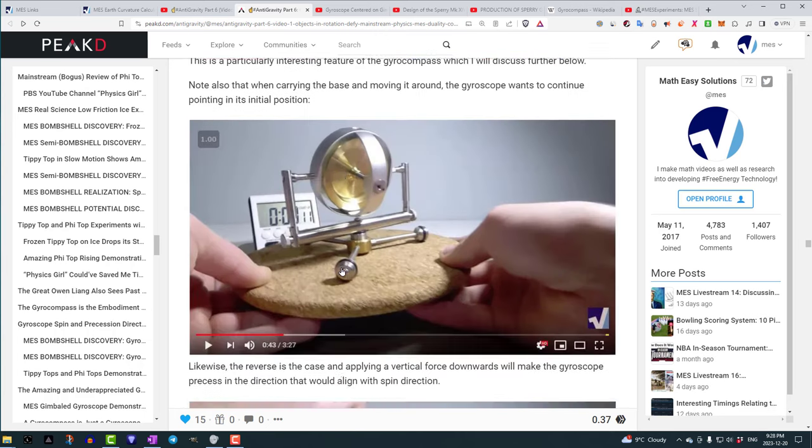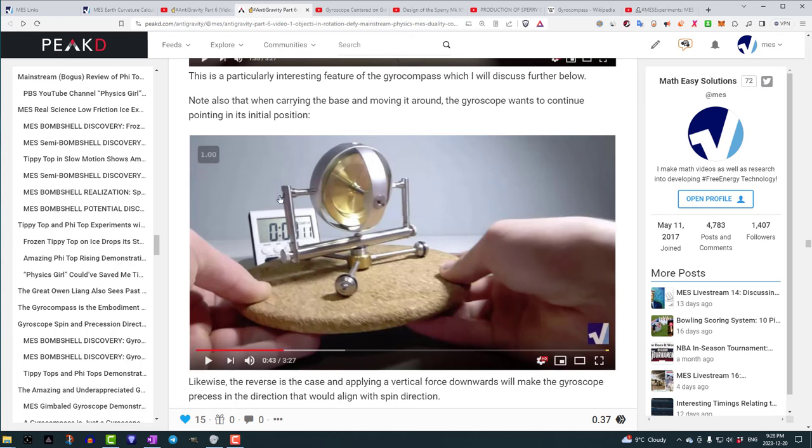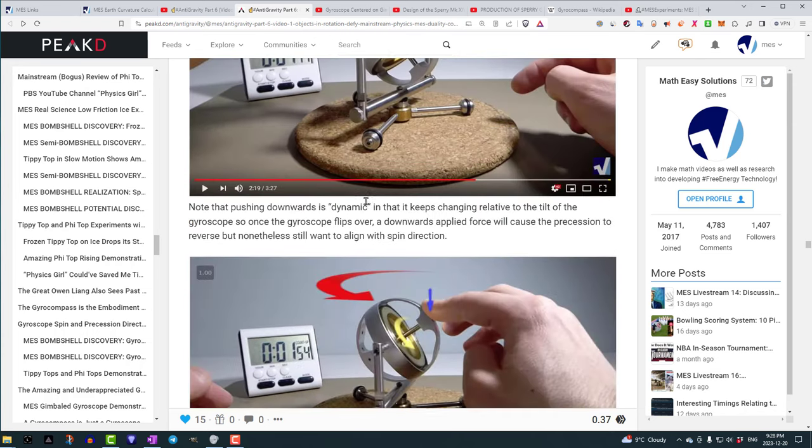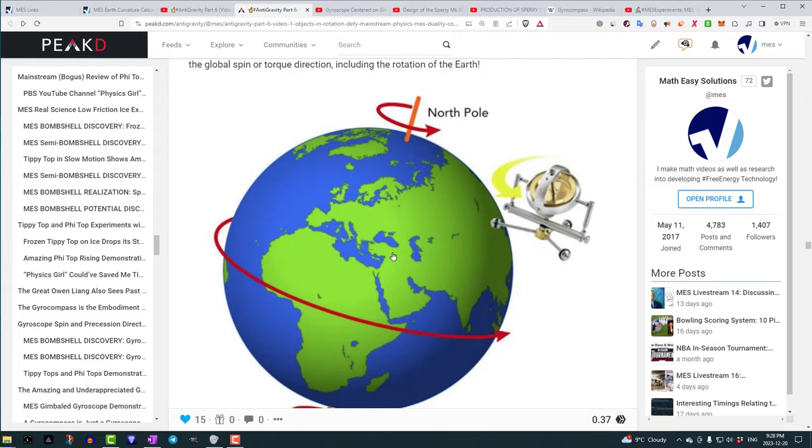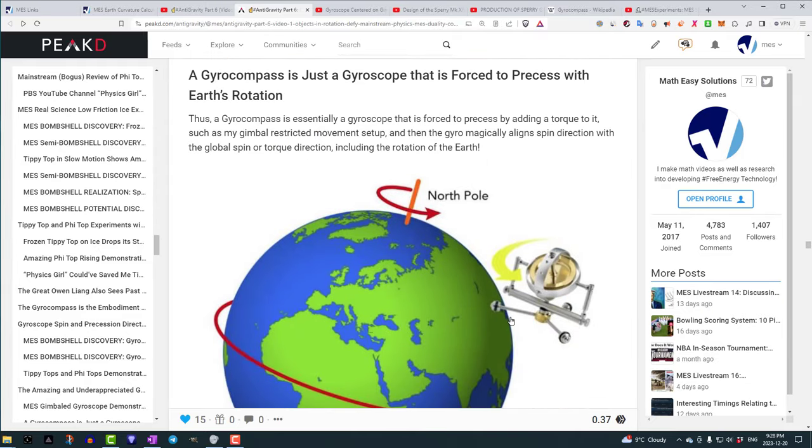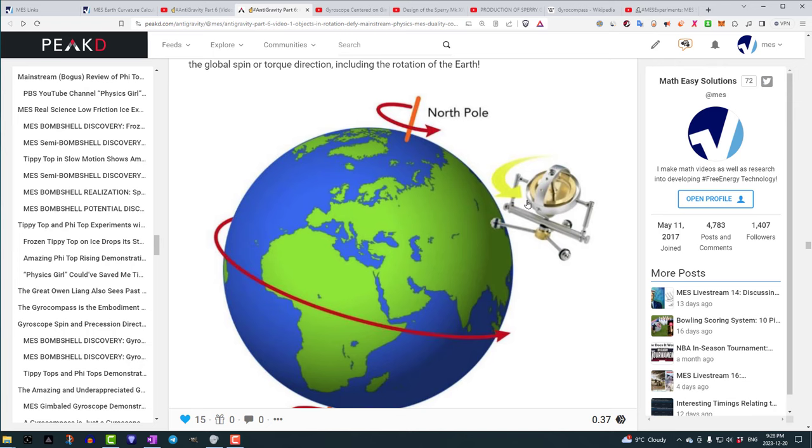And also here, if you just move it around, it wants to tend to align with this original orientation because of rotational inertia and so on. There's some more stuff like that. And then if you move it over a vertical like this, it's basically the concept of a gyrocompass. So we'll just play some videos right here.